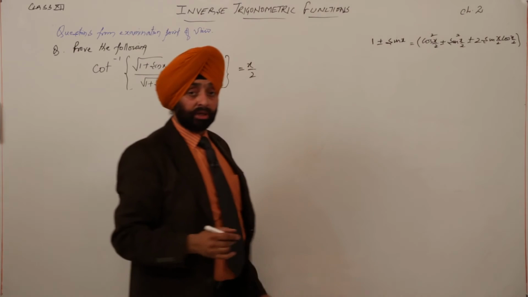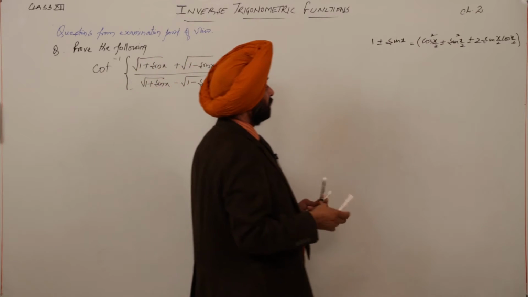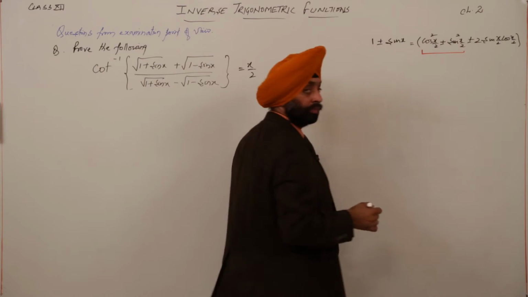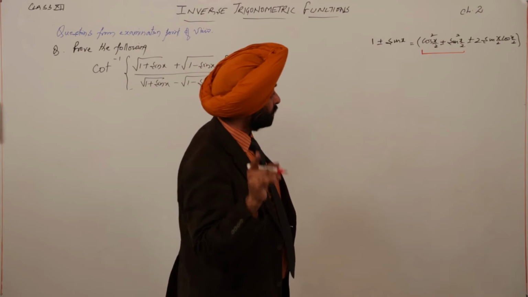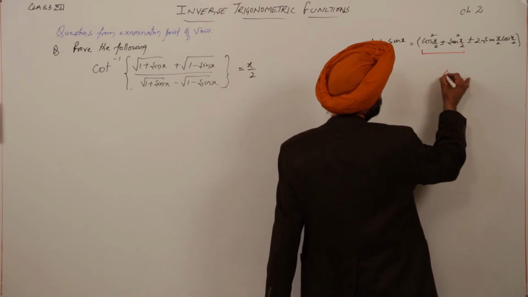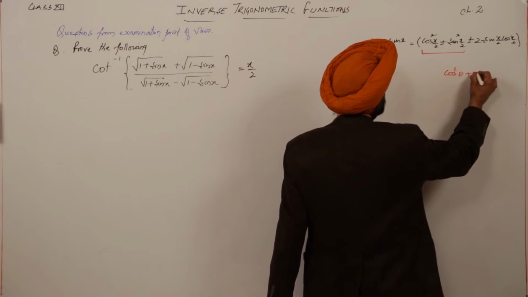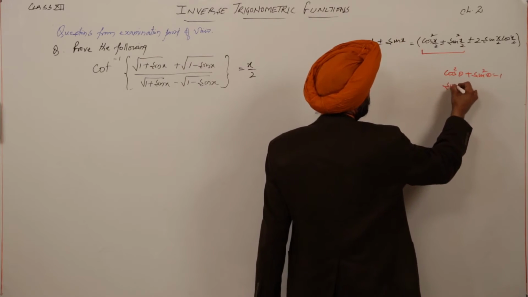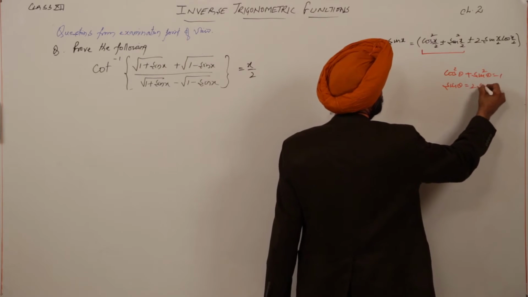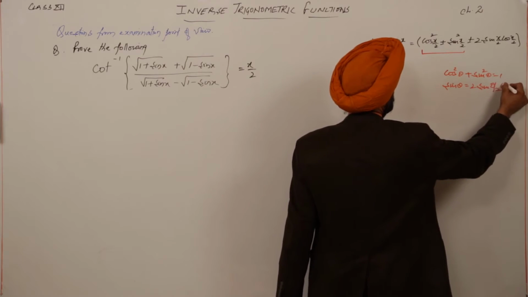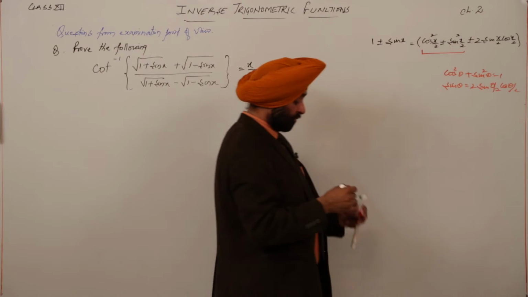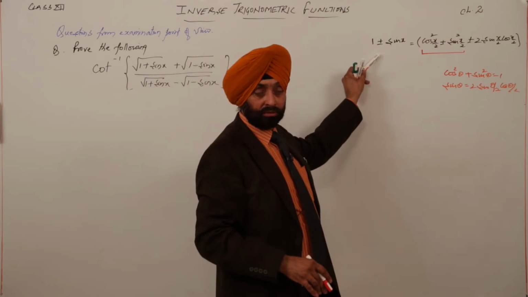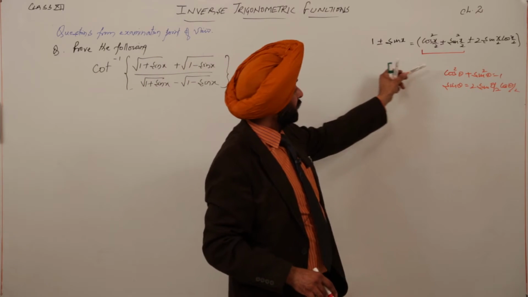Now, what I have done is I have just used the basic identity here. cos² theta plus sin² theta is 1, and sin theta is equal to 2 sin(theta/2) cos(theta/2). So, I have used these two things for writing 1 plus sin x or 1 minus sin x with this one.